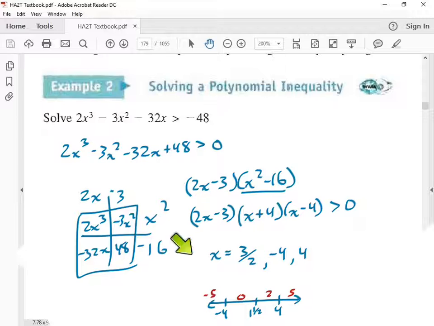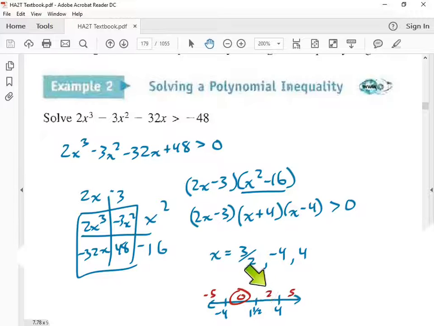All right, so in order to test these, I gotta take it back up here and plug it into this guy. I'm not gonna plug it into this top guy, even though you could. I'm gonna plug it into this guy right here. All right, so let's do the 0 first because he's easy. 0, 0, 0, and I get 48. Is 48 greater than 0? Yes. So this one works. I'm gonna circle him to show that it works.